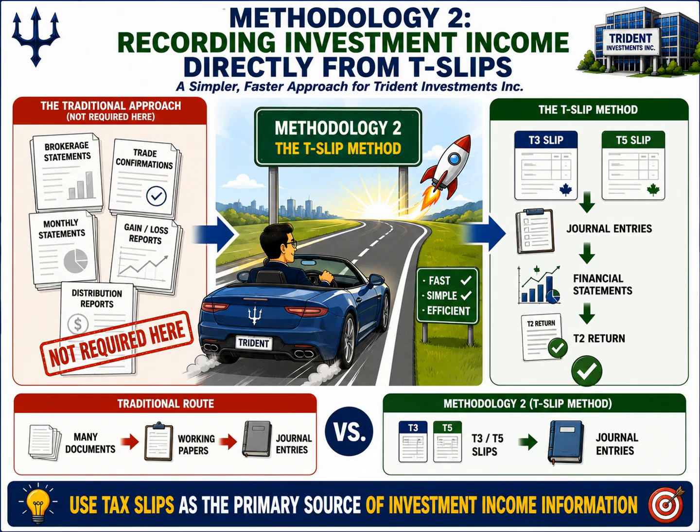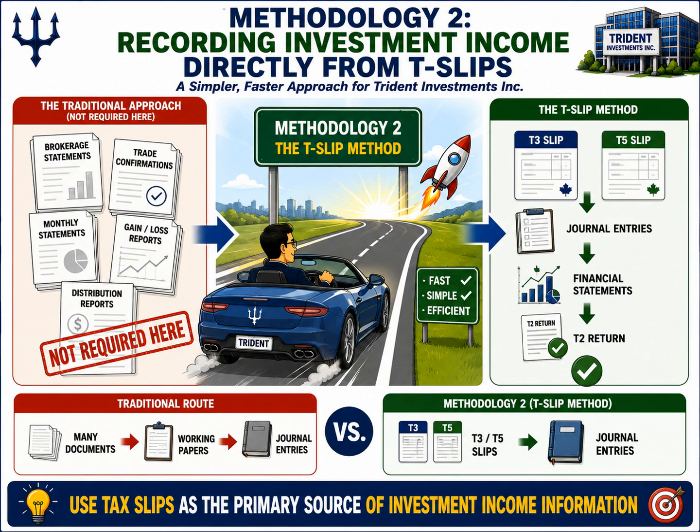that must be performed. However, it is important to understand what this method is actually doing. It is not ignoring accounting principles. The accountant is still preparing journal entries. Financial statements are still being produced, and the T2 return is still based on accounting records. The difference is simply that the T-slips become the starting point for the accounting entries.